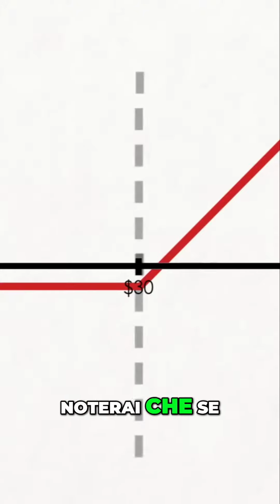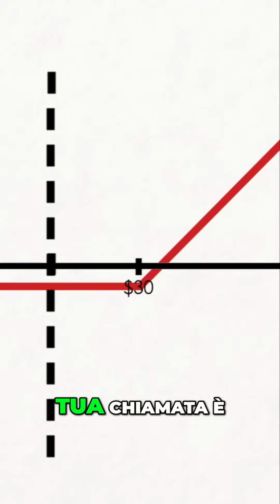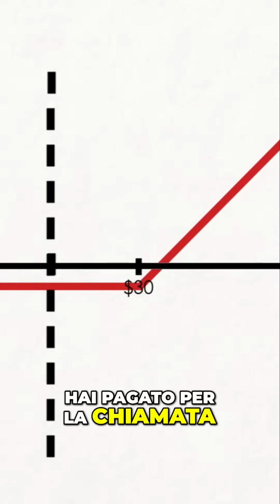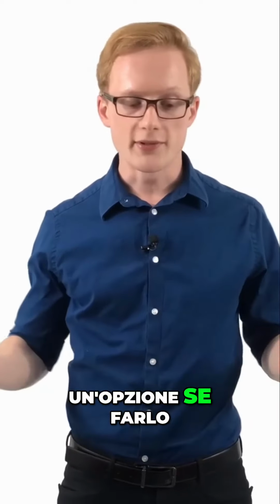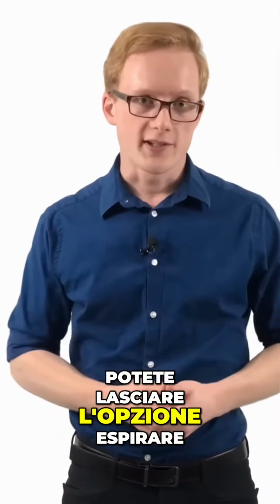You'll notice that if the market price of the stock falls below the strike price, aka when your call is out of the money, the most you can lose is the premium you paid for the call. This is because an investor doesn't need to exercise an option if doing so would not be profitable. If the stock's price falls, you can just let the option expire.